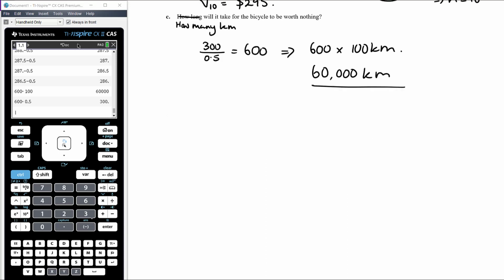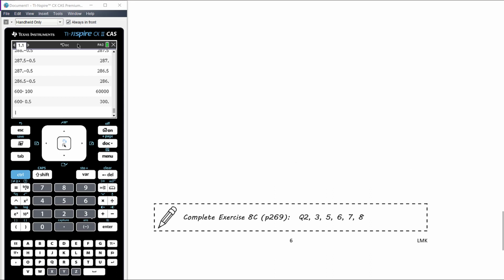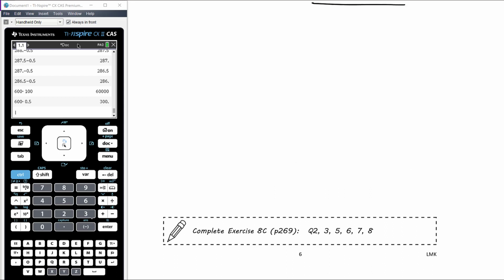Okay, so the work for this section was from exercise 8C, looking at linear growth, so simple interest investments or loans, and linear decay, so flat rate depreciation or unit cost depreciation.